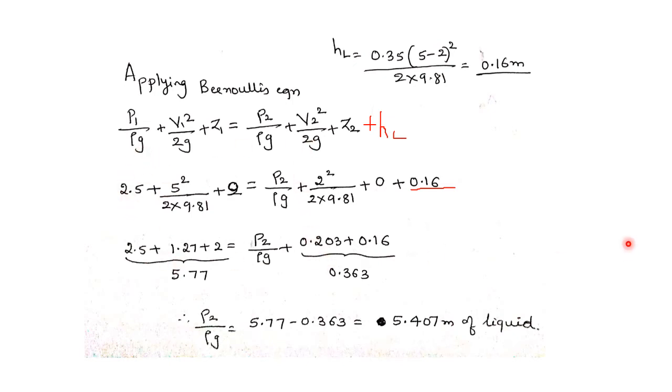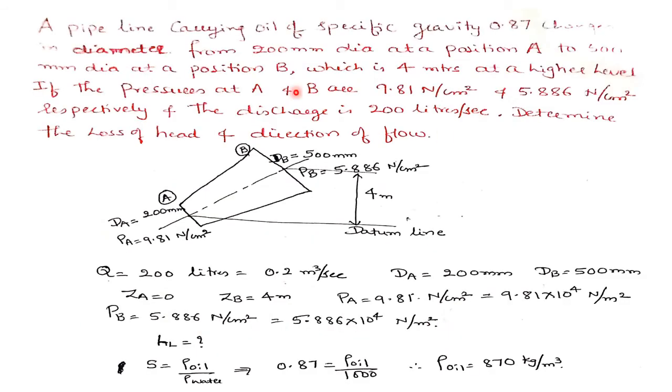So we have substituted all the values. If I simplify, 2.5 stays, and this term will be 1.272. P2 upon rho g we keep as it is. Simplifying this term, I get 0.203 plus 0.16 as it is. If we add both of these, I get 0.363. Adding all these terms, it is 5.77. So P2 upon rho g, I have taken this term to this side: 5.77 minus 0.363 equals 5.407 meter of liquid. So the pressure head at the lower end is 5.407 meter of liquid.